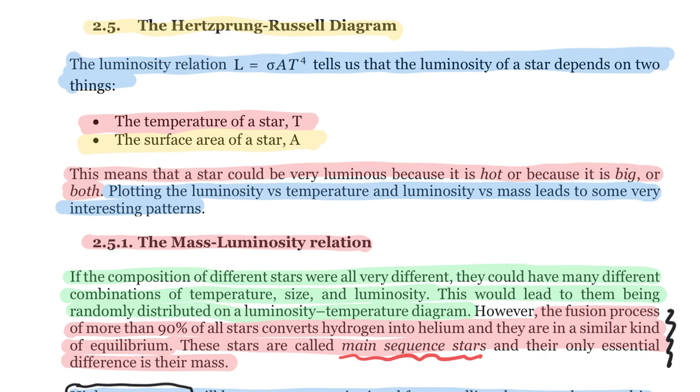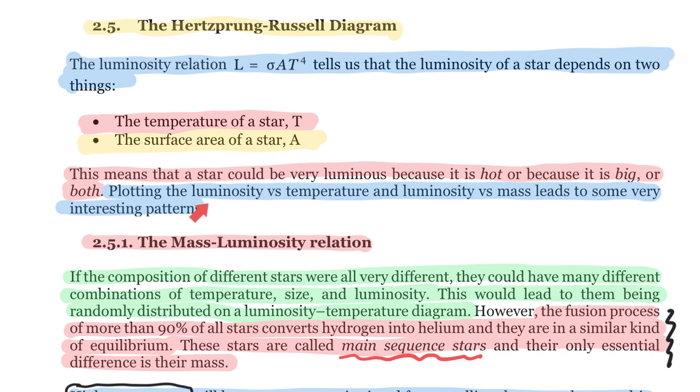We now come to a very important concept and tool for astrophysicists when it comes to studying stars, namely the Hertzsprung-Russell diagram. So the luminosity relationship L equals sigma A T to the 4 tells us that the luminosity of a star depends on two things. Firstly, the temperature of a star, capital T, the absolute temperature in Kelvin, and then the surface area of a star, A, in square meters. So this means that a star could be very luminous because it is hot, or it can be very luminous because it is big, or both.